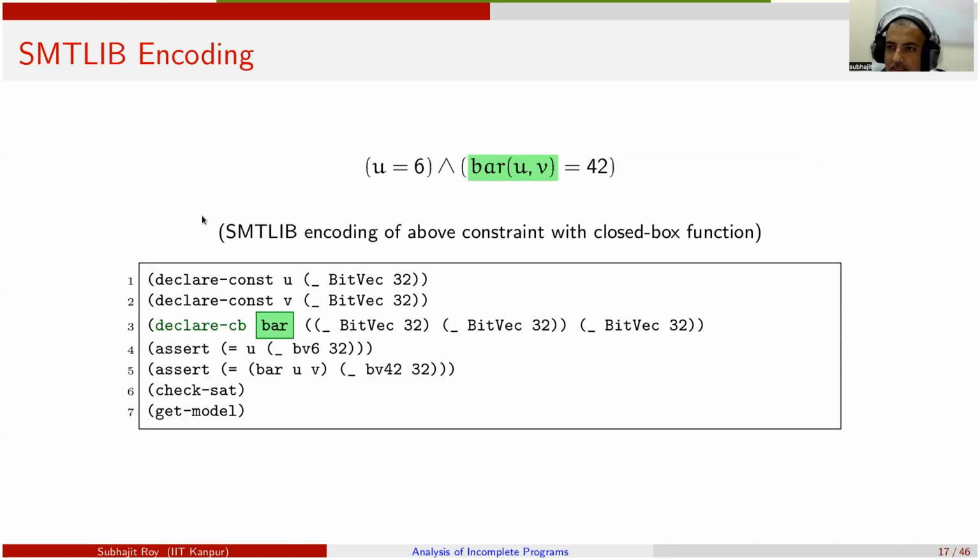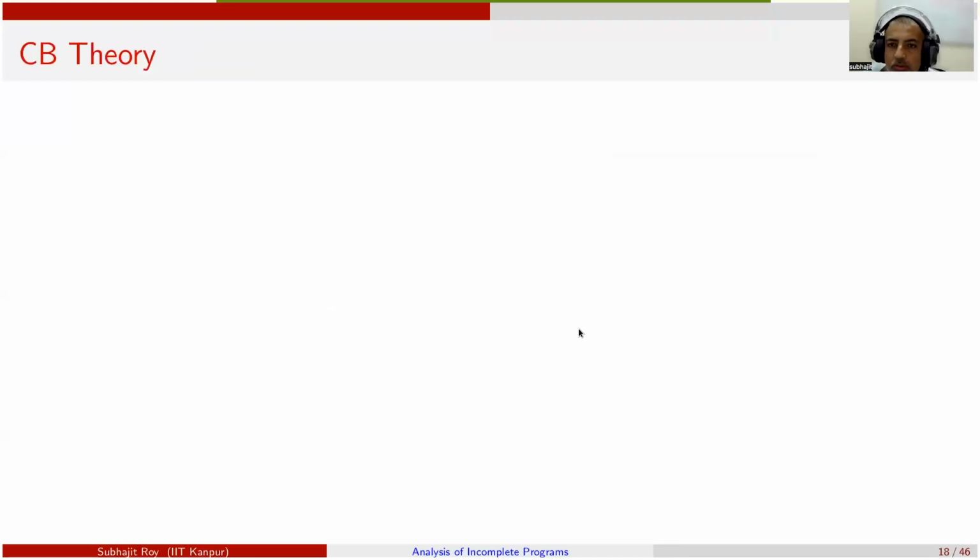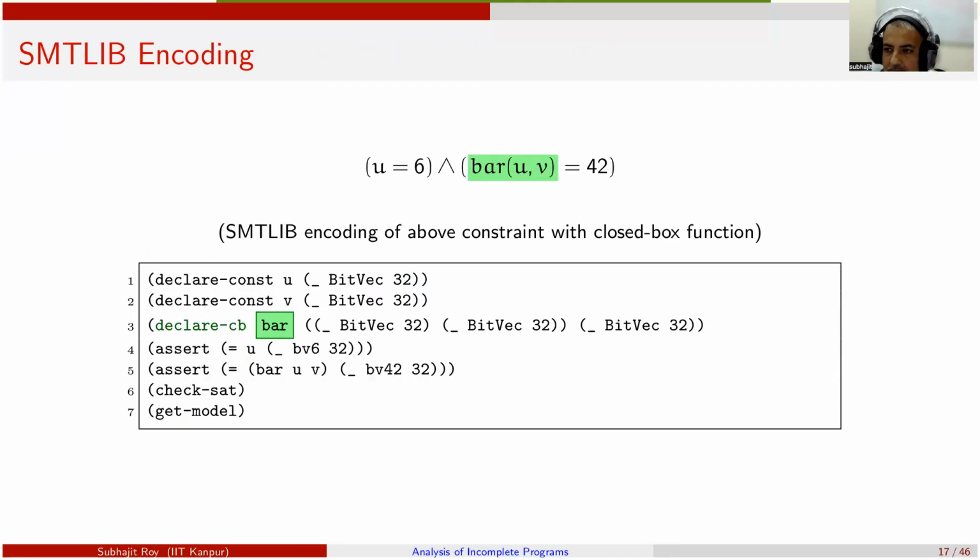So this is what the SMT encoding looks like for Sadak. It's a standard SMT-lib file, but we extend it with this additional declaration. You can say declare CB for declaring a closed box function, and the rest of it is very similar to how you provide the definition for UFs, for uninterpreted functions. Of course, we also demand implementations of whatever is specified as a CB function, executable implementations of those functions.